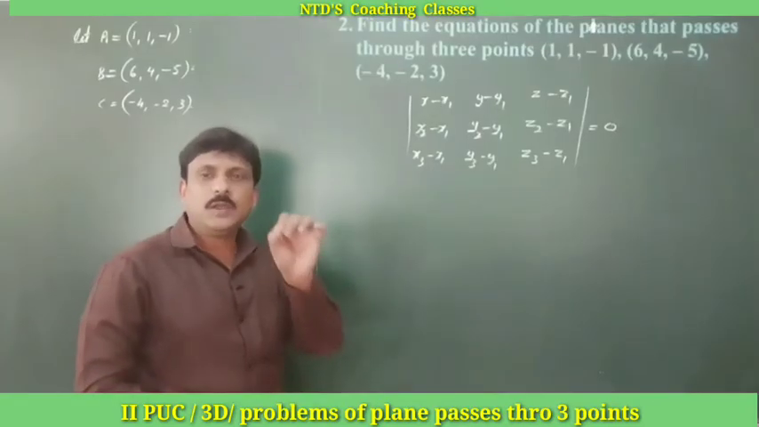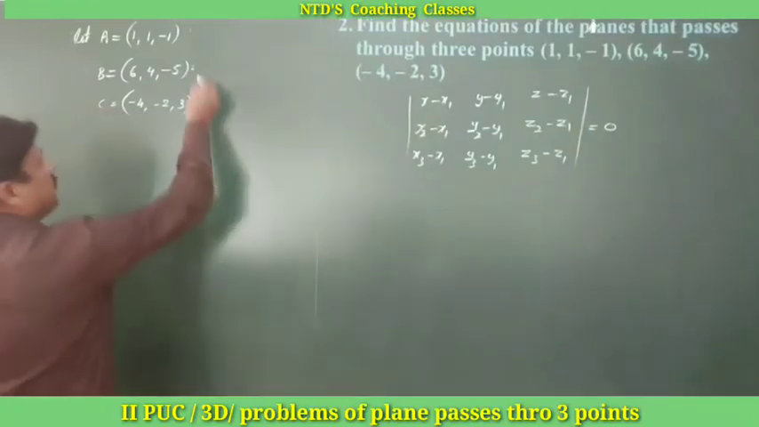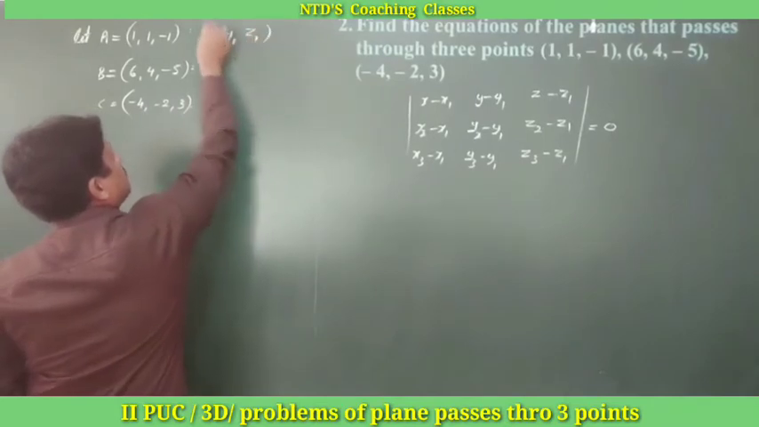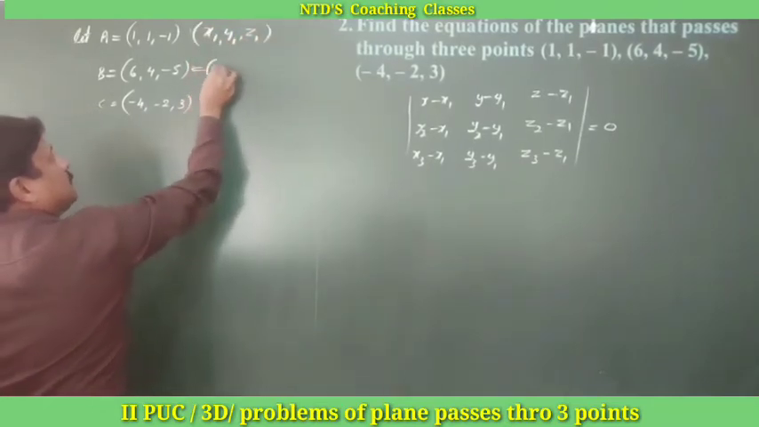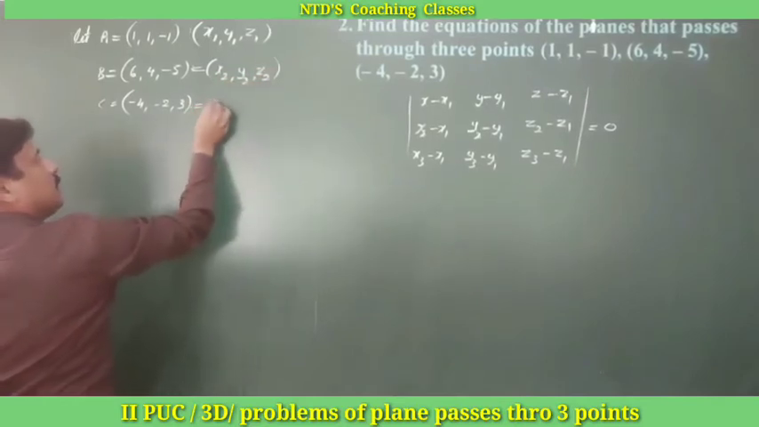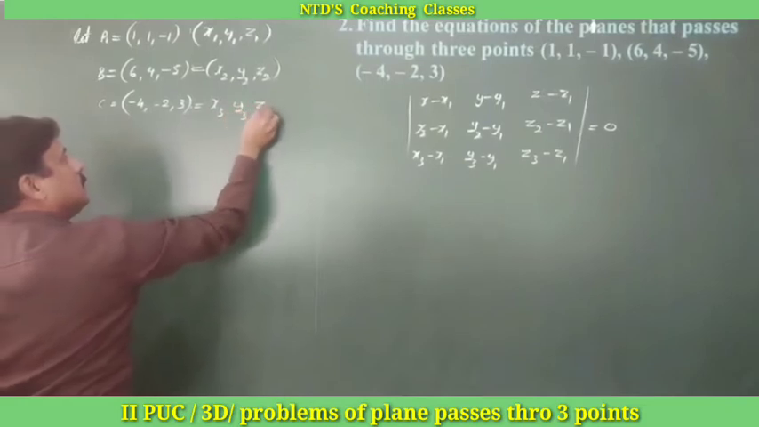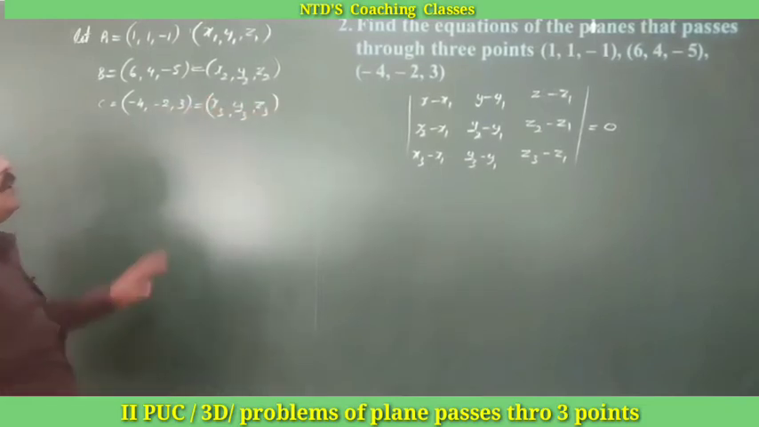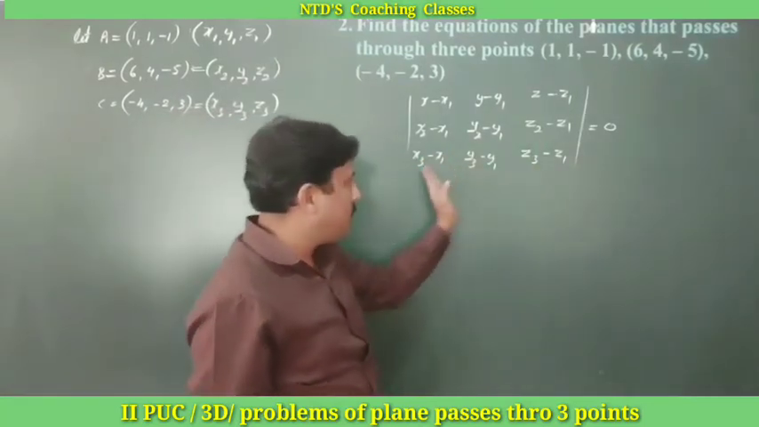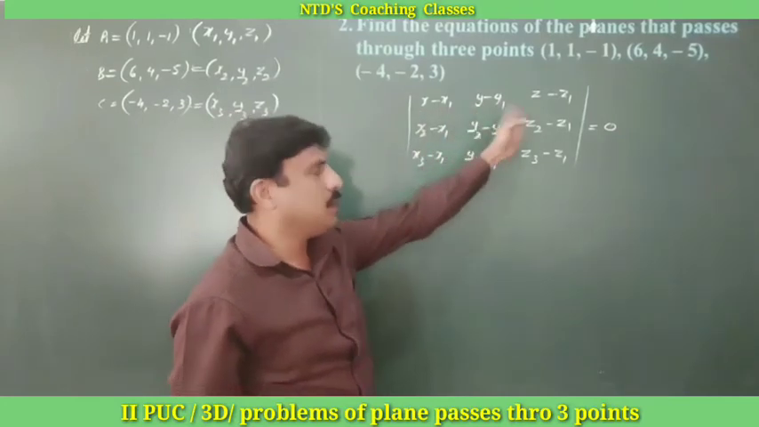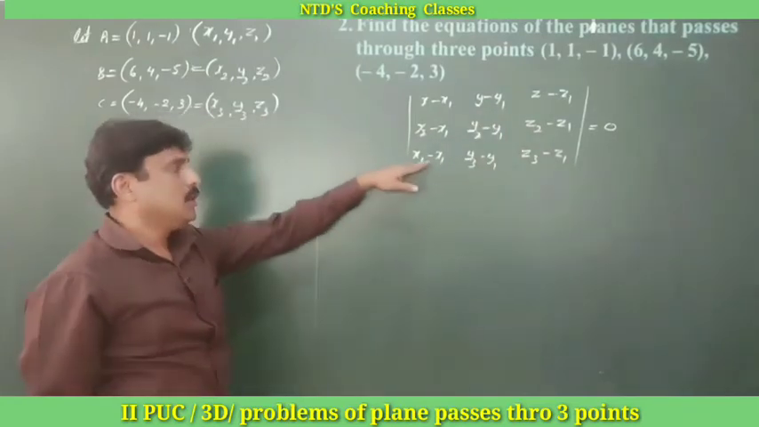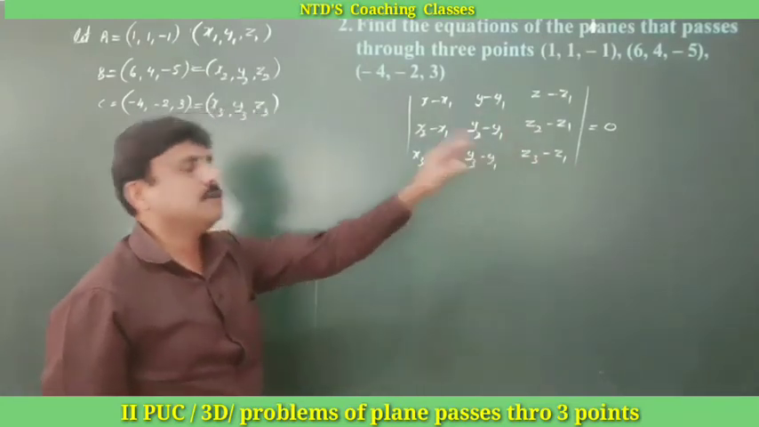Same problem now in Cartesian form. Call the first point x1, y1, z1. Second point is x2, y2, z2. Third point, call it x3, y3, z3. Now the equation of a plane in Cartesian form is the determinant of x minus x1, y minus y1, z minus z1; x2 minus x1, y2 minus y1, z2 minus z1; third row, x3 minus x1, y3 minus y1, z3 minus z1, determinant equals 0.